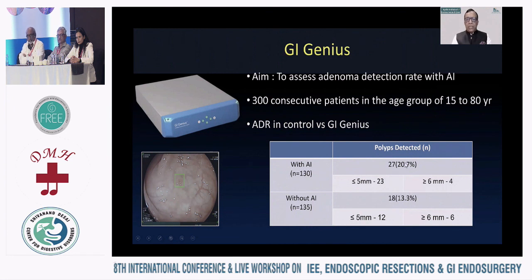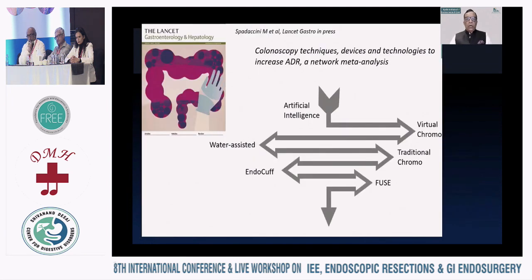In the first group, with AI, 20.7% had polyps, whereas those without AI, 13.3% had polyps. So there was a difference of almost 8%. And this difference was more marked, as expected, for smaller polyps. Now we all know from this network meta-analysis that artificial intelligence is the most important factor to increase the ADR and is better than most of the other devices which have been used.